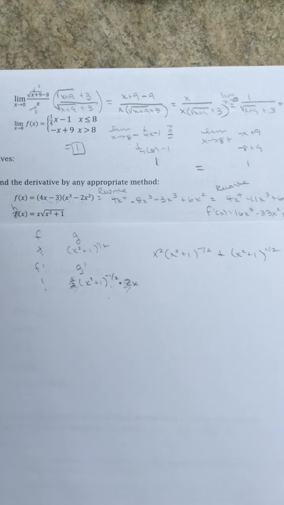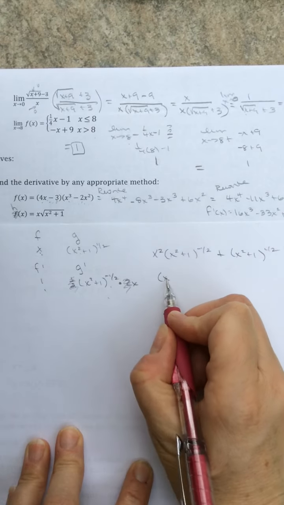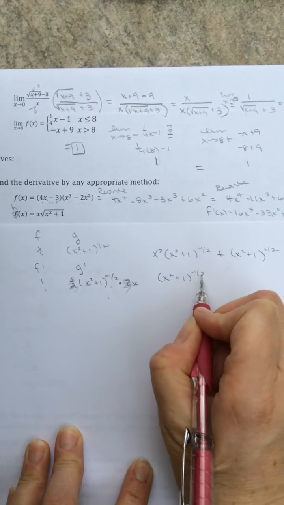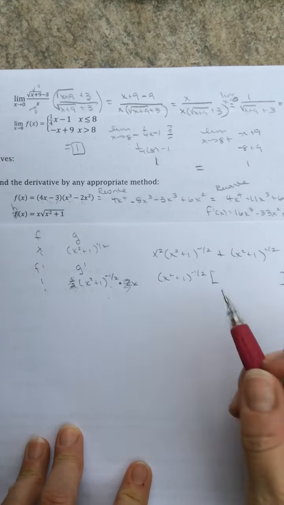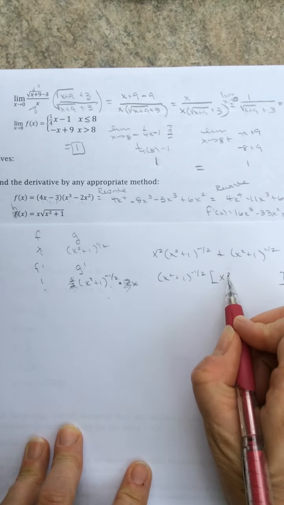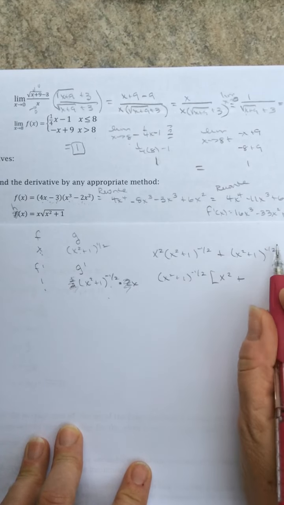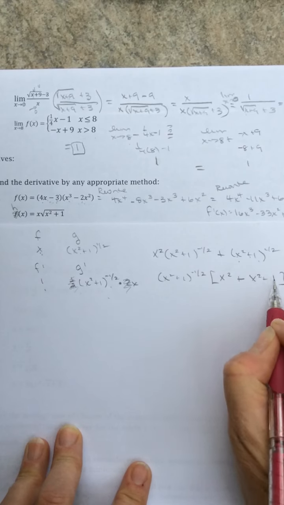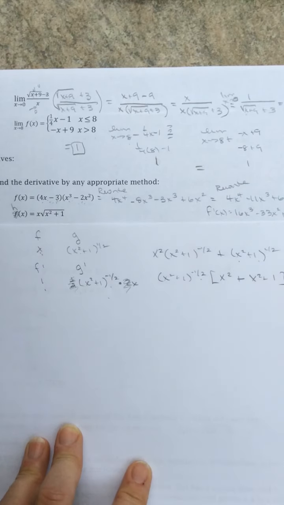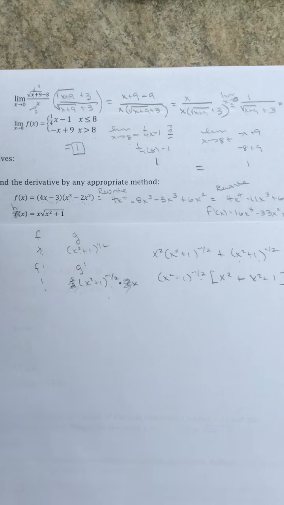If I might need to get critical values, then I'm going to factor out the lowest degree on my x squared plus 1 factor and get x squared plus, now this will become x squared plus 1 to the first, because 1/2 minus negative 1/2 is 1. So then I could keep on going if I needed to find critical values.